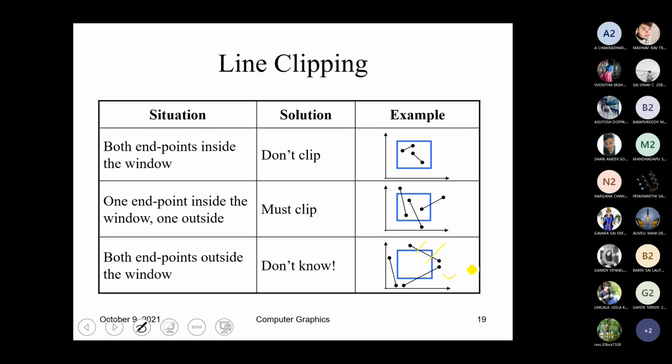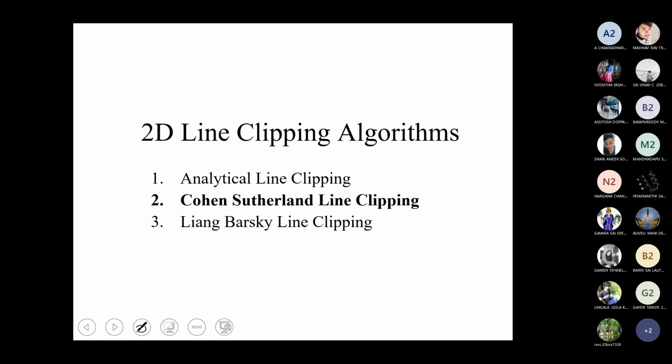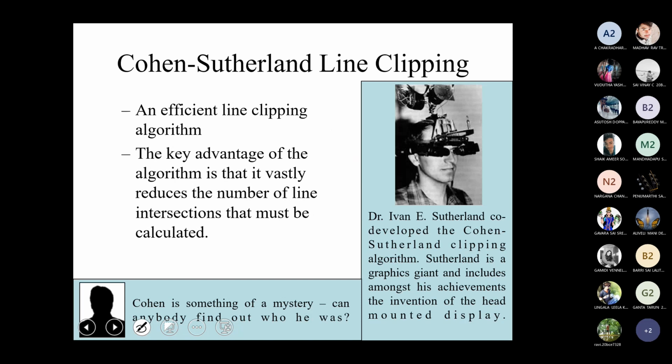So it is not easy to do that. We will be using an algorithm to do line clipping. In two-dimensional line clipping, we have three different algorithms: analytic line clipping, Cohen-Sutherland line clipping, and Liang-Barsky line clipping. All three algorithms we have to study. I hope you understood what line clipping means. So we will go one by one.